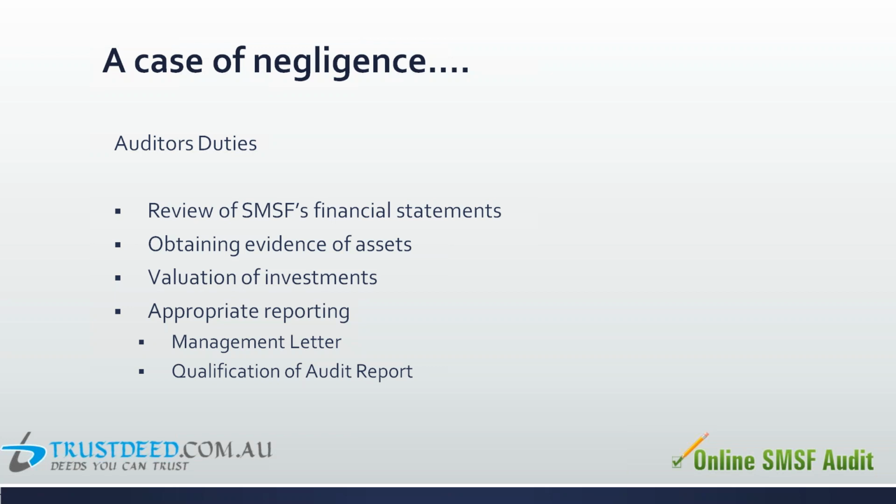These are the issues which the judges found, that the auditor should review the superfund's financial statements. They should obtain evidence of assets, and this is where the auditor lacked in his duty. And then the next one was valuation of investments, and the auditor should have actually looked at that investment or cash in that unlisted company, and looked into the profit and loss and balance sheet of that company to determine whether that cash is actually sitting in that unlisted company.